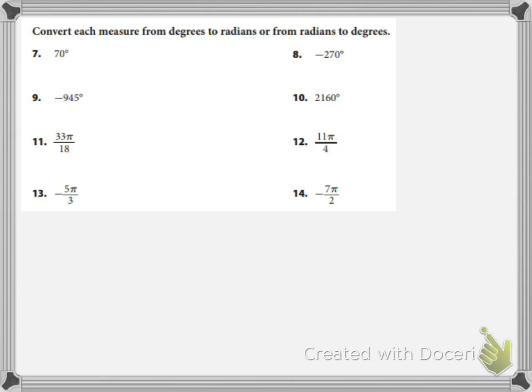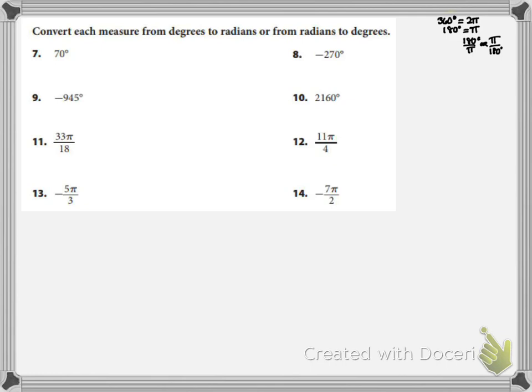Degrees to radians, radians to degrees. Remember that when we're going to use degrees to radians and radians to degrees, we know that 360 degrees is a full circle, 2 pi. So 180 degrees is just my pi. I'm going to use 180 over pi, or I'm going to use pi over 180 degrees. Depends on what I have and what I'm trying to get rid of.